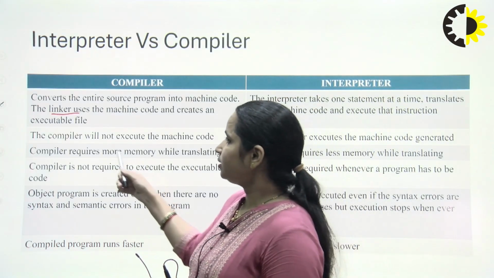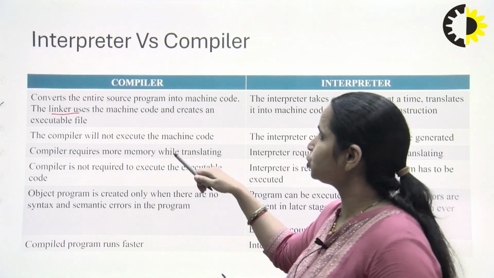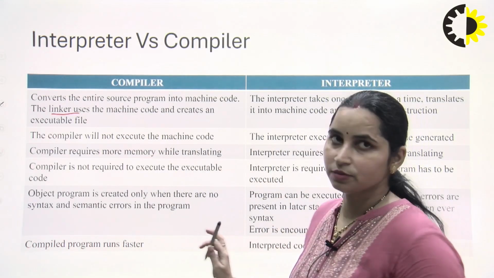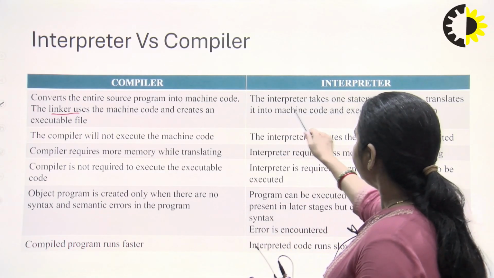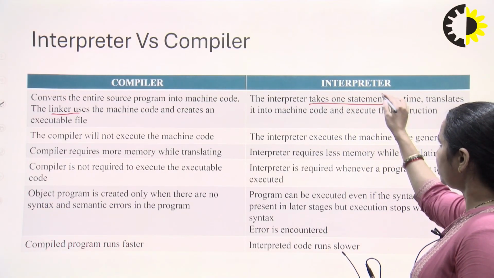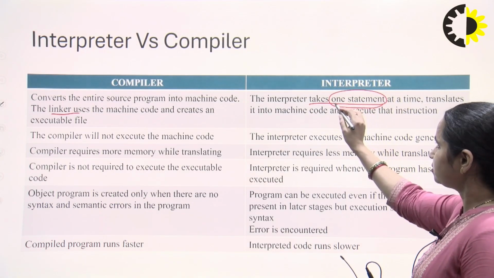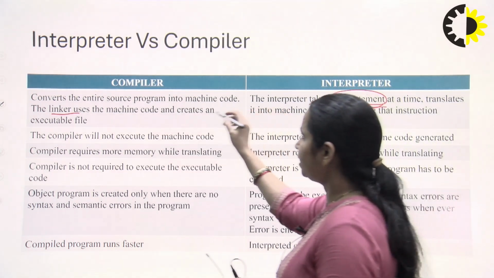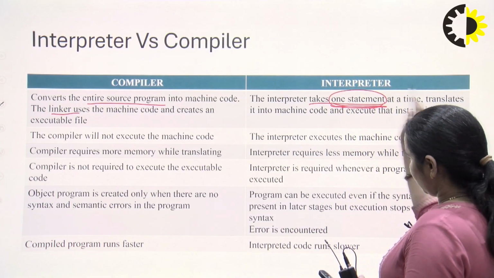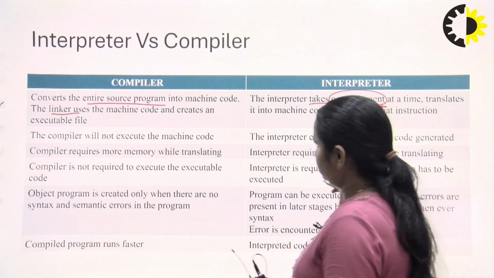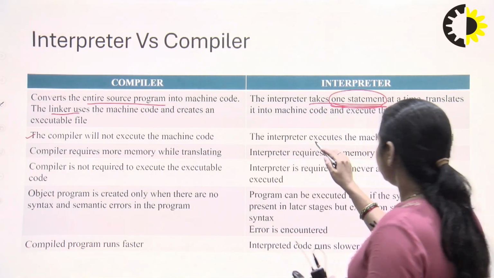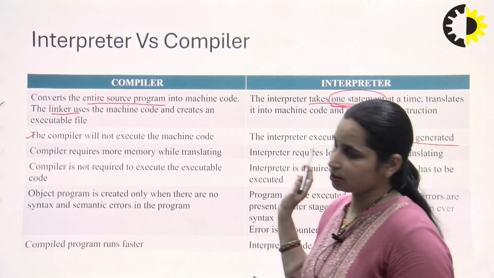So what does the compiler do? The compiler converts the entire source program into machine code. The linker uses the machine code and creates an executable file, right? And the interpreter takes one statement at a time. Remember, this is the major difference between interpreter and compiler. The compiler takes the entire source program, but the interpreter takes one statement at a time, translates it into machine code and executes that instruction. Next, the compiler will not execute the machine code, whereas the interpreter executes the machine code generated, right?